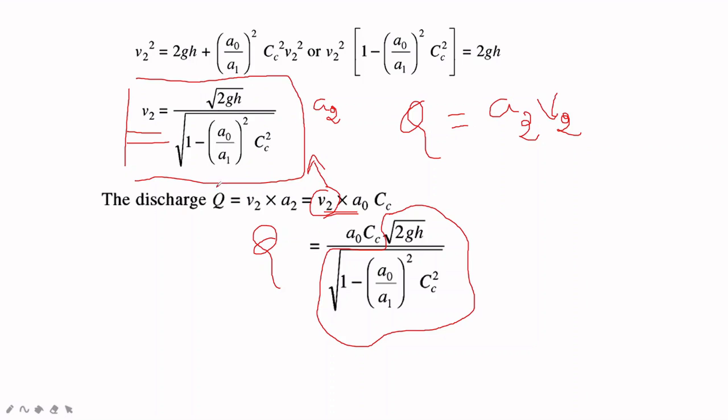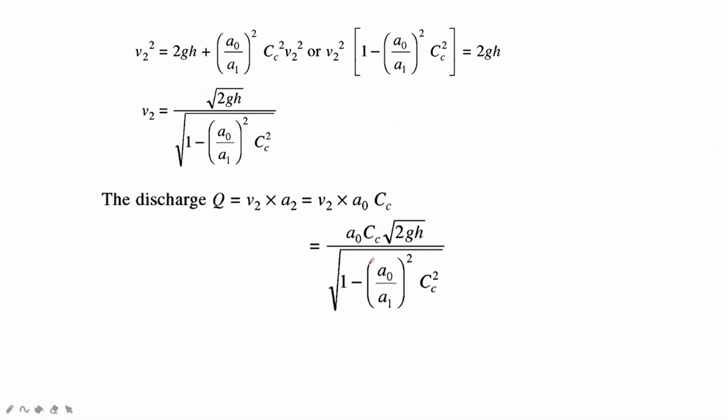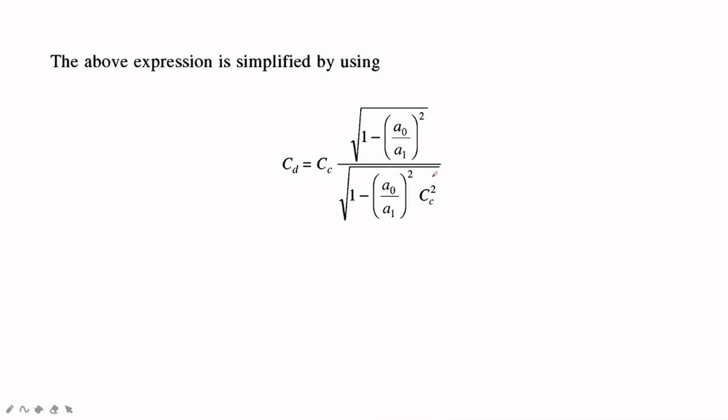So Q is equal to what? A naught into Cc root 2GH divided by root of 1 minus (A naught by A1) whole square into Cc square. So this above equation is simplified by using an important term called Cc, that is coefficient of contraction. See here, they are telling A2 is equal to A naught into Cc.